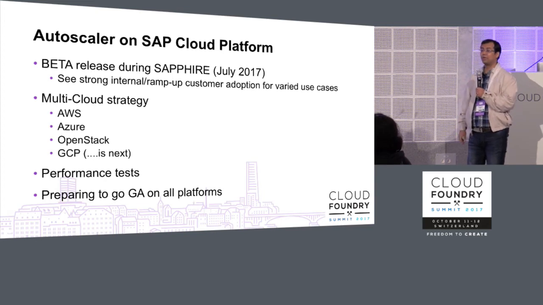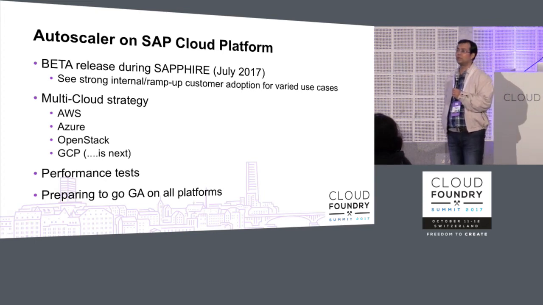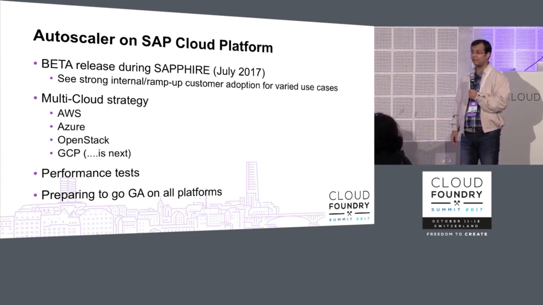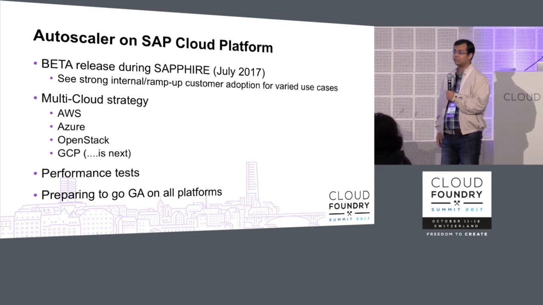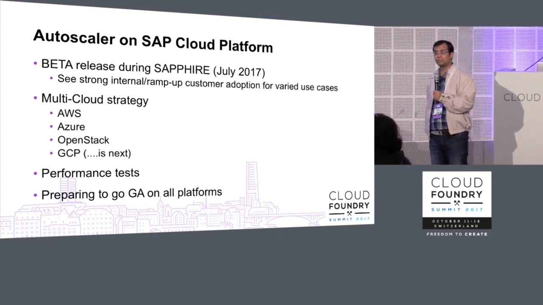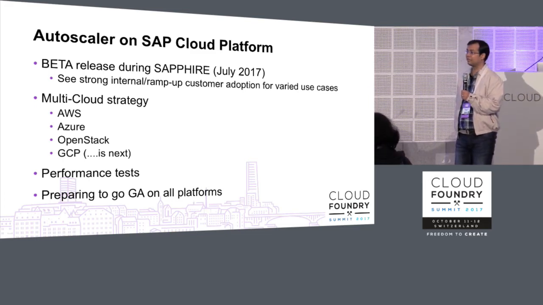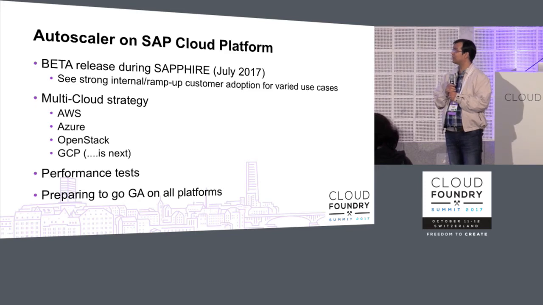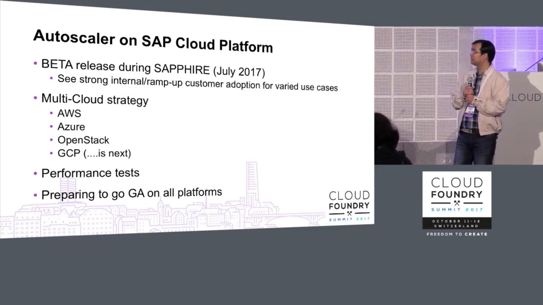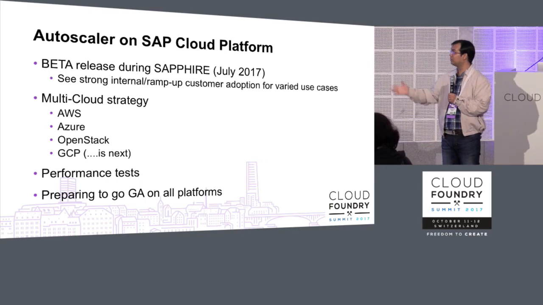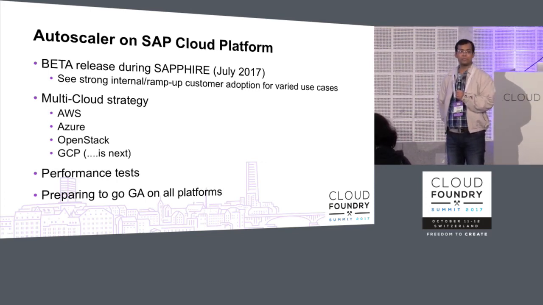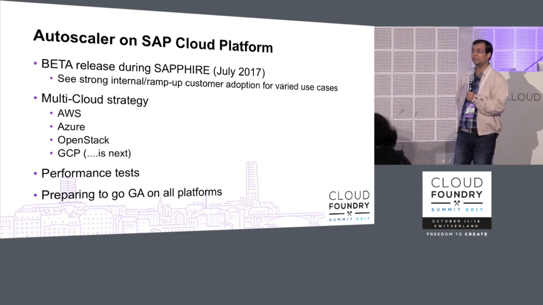We already have this deployed on the SAP Cloud Platform since June this year. It's currently available as a beta service, which means no SLAs yet. But we have ramped up internal customers who have been using it for a variety of use cases, and we have very positive feedback. For the multi-cloud strategy we have in SAP, we have this service deployed on AWS, Azure, and OpenStack. GCP is coming up in the future, which means we'll have it available for customers everywhere.